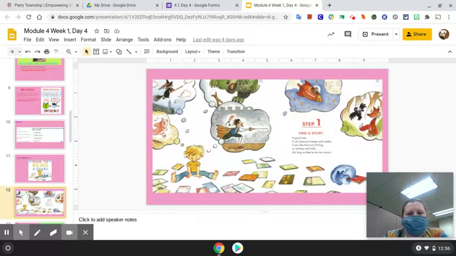Step 1. Find a story, a good one. It can have princesses and castles, if you like that sort of thing, or witches and trolls, as long as they're not too scary.